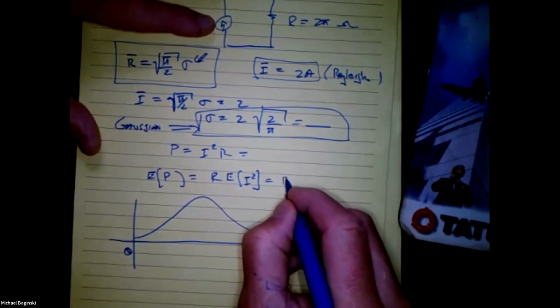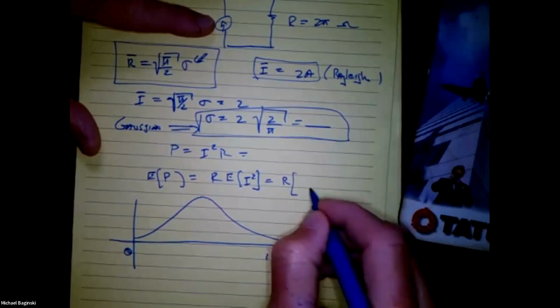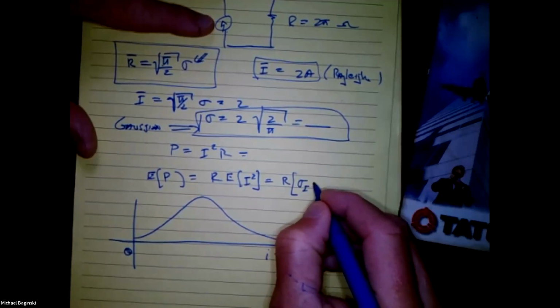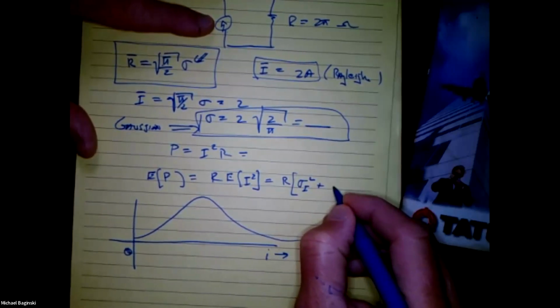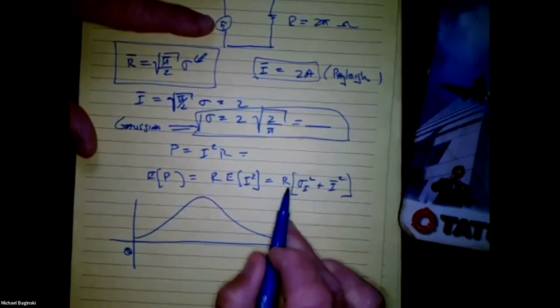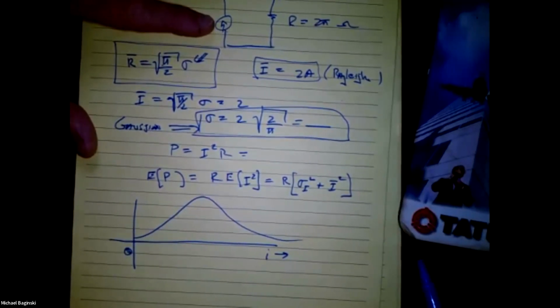And that is what? R times, we could write it down directly, but it would be times the actual variance of the Rayleigh current plus the mean value of the Rayleigh current squared times R. That's one way to do it.